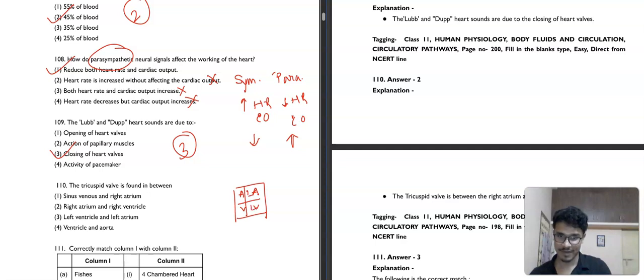Left atrium, left ventricle, right atrium, right ventricle. Tricuspid valve is found between right atrium and right ventricle here. Tricuspid valve, three cusps are there. And bicuspid valve is found between left atrium and left ventricle. The second option is our correct answer.